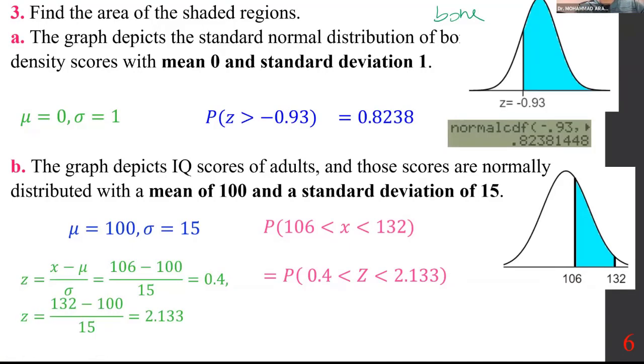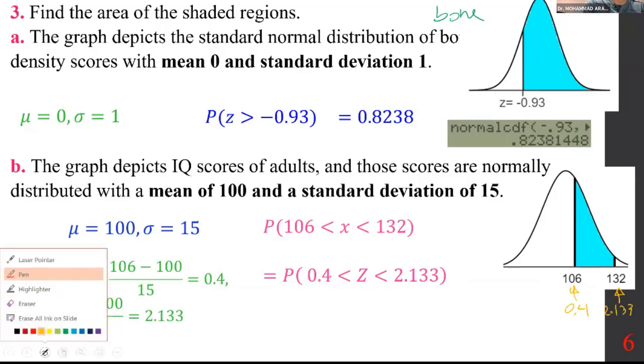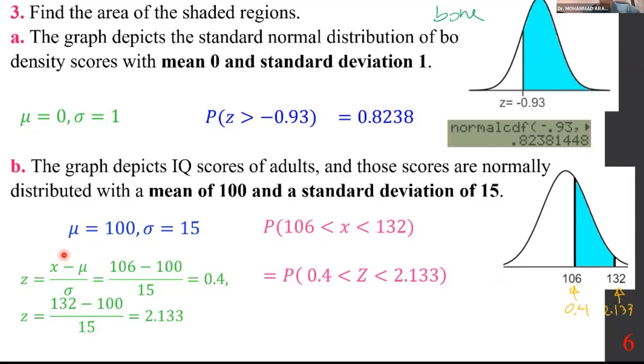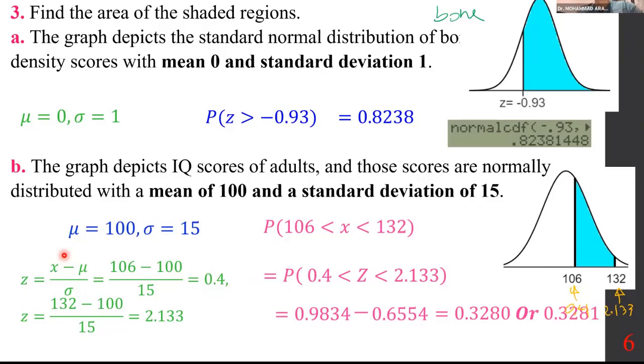So this corresponds to the z-score of 0.4, and this one corresponds to 2.133. And now again, use the table or technology and come up with the answer. Either way is fine. We end up with roughly about 0.3280.